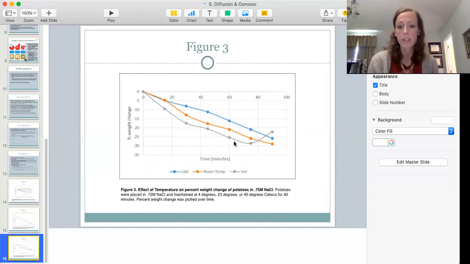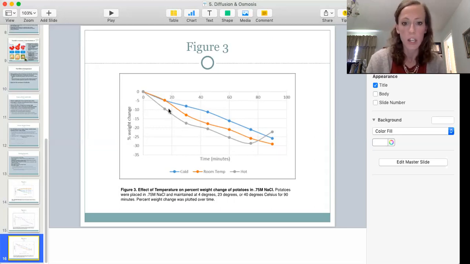And again, what you should see, because you're using the same concentration, is that all of your lines should be moving in the same direction. The concentration is what determines the directionality of water movement. It's only speed that should be changing. So in a warmer environment, you should see that movement happen quicker.